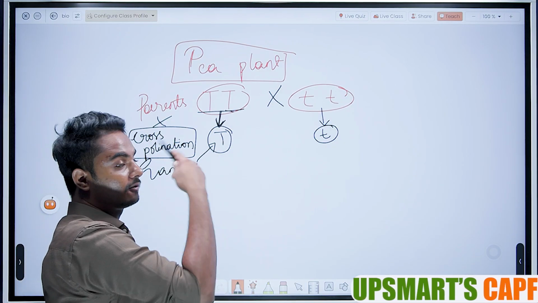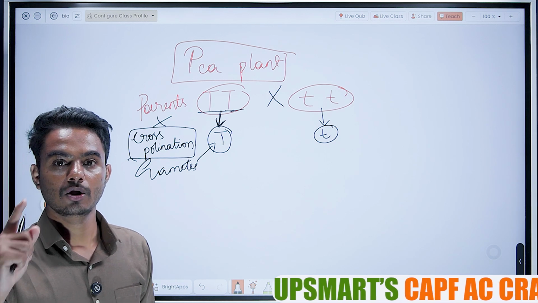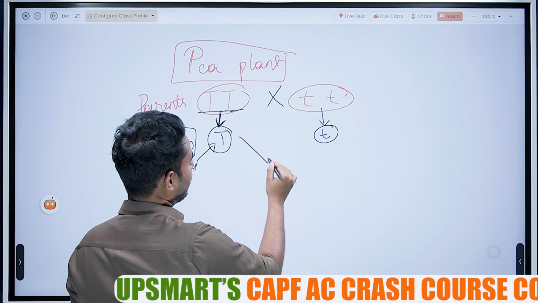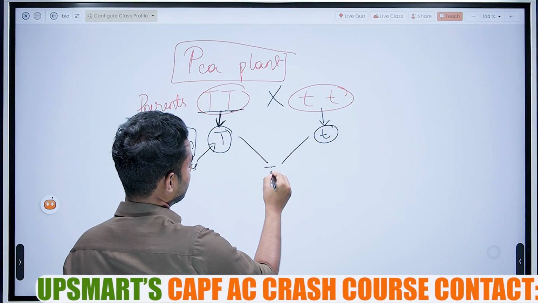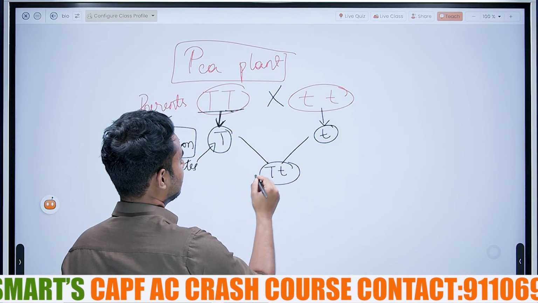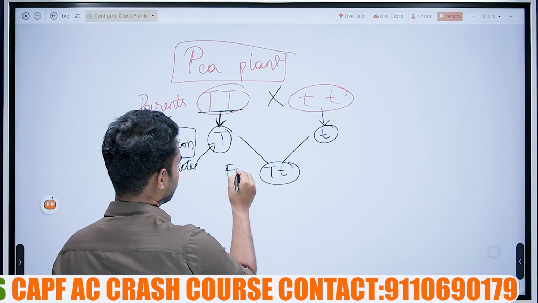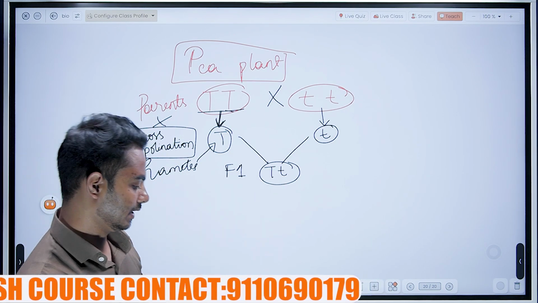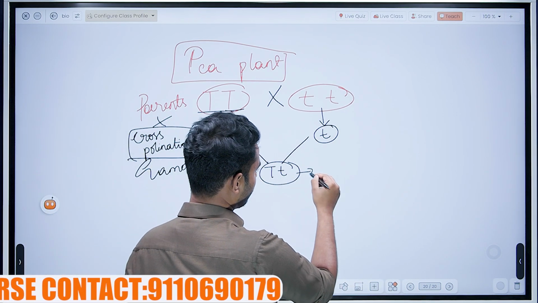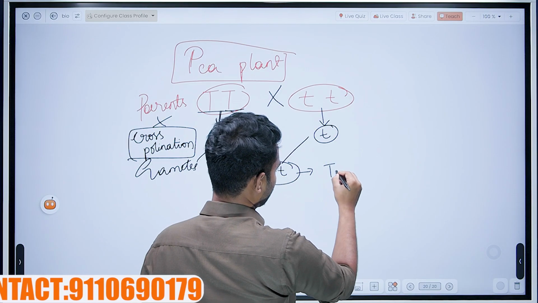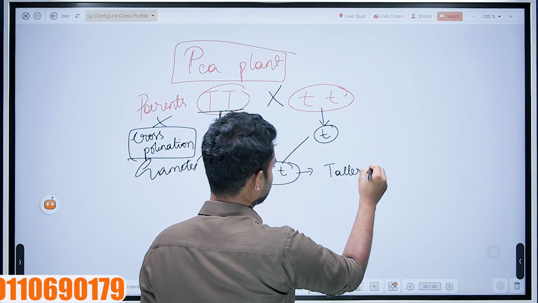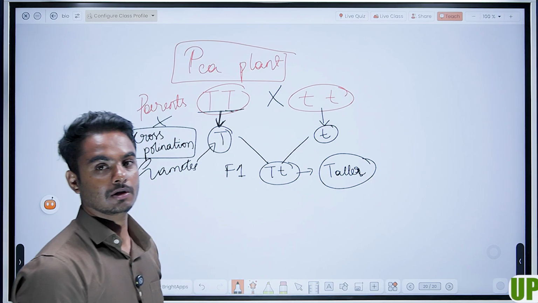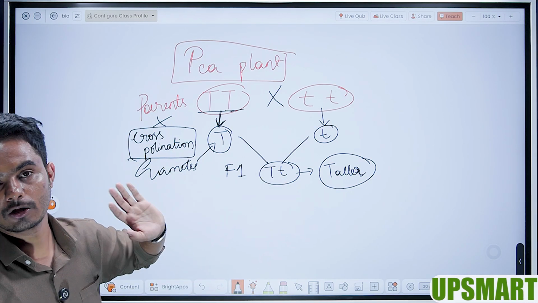Okay, that is cross pollination. When cross pollination happens, only one will be got, so it will get both. The child will be capital T, small t. This is F1 generation. F1 means first generation. First generation child is capital T, small t, and this is taller only, because capital T will tell the smaller t to stay silent, because it is the dominant one. It will be the taller only.